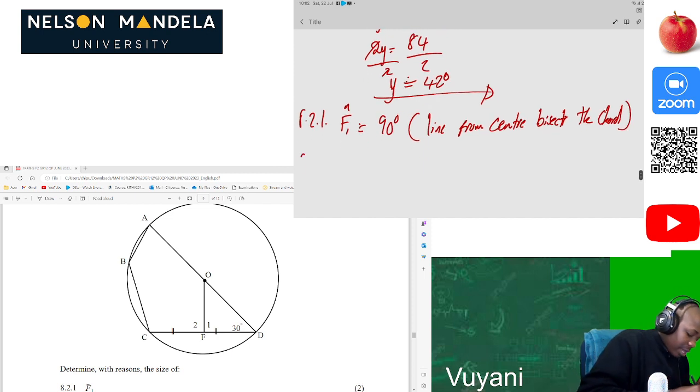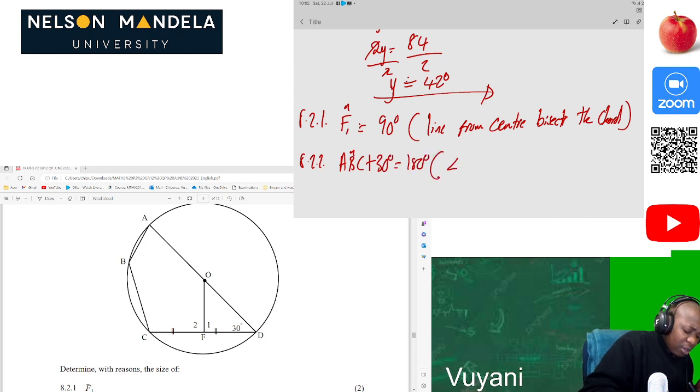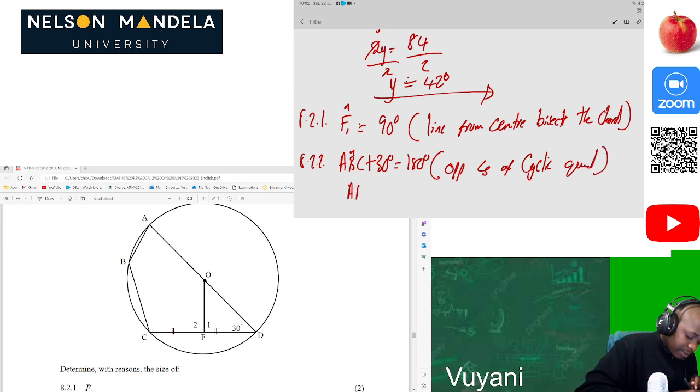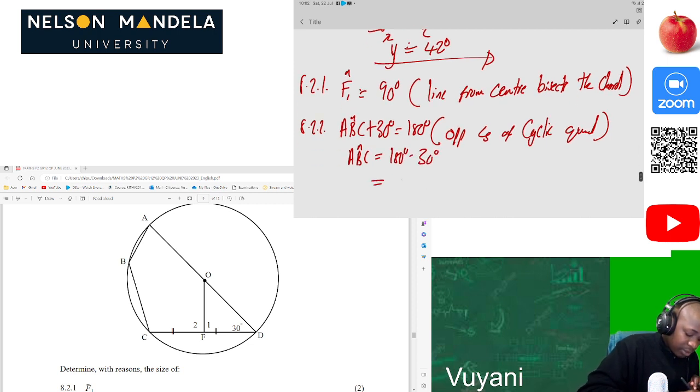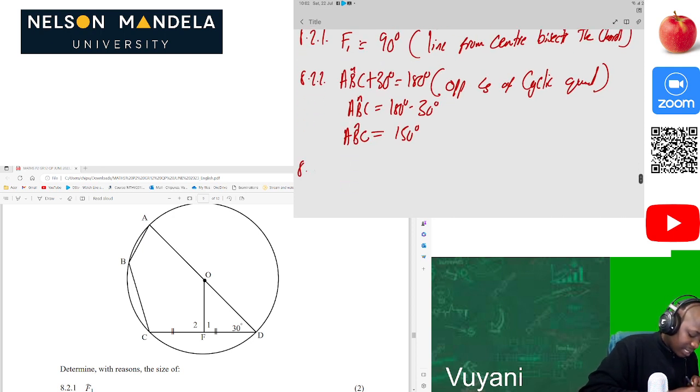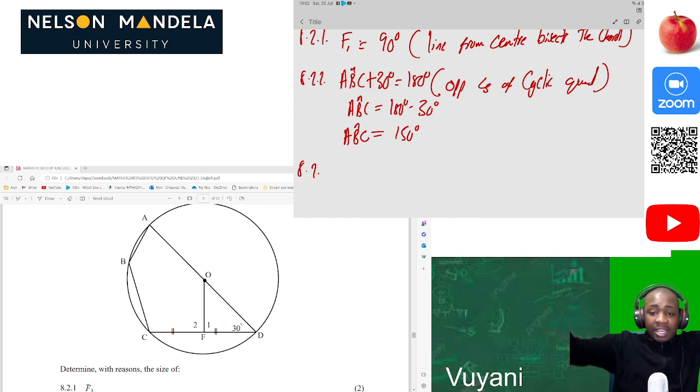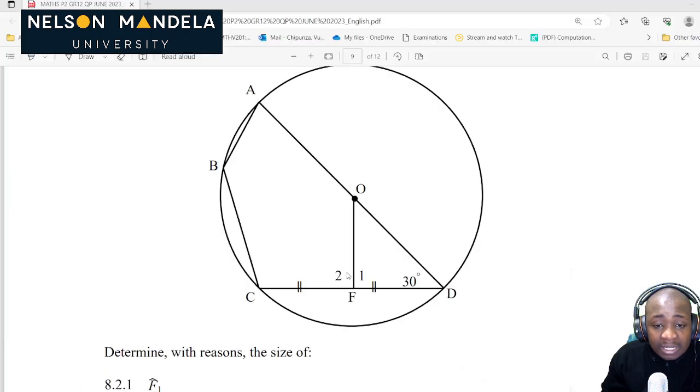So 8.2.2, we are saying that angle ABC plus 30 degrees is equal to 180 degrees. Why? Opposite angles of a cyclic quadrilateral. This is so nice. So now ABC is equal to 180 degrees minus 30, which is equal to 150 degrees. So the angle they've asked us for is equal to 150 degrees. Just like that, we are happy. This is the beauty of Euclidean geometry. So please make sure that you don't make any mistakes.